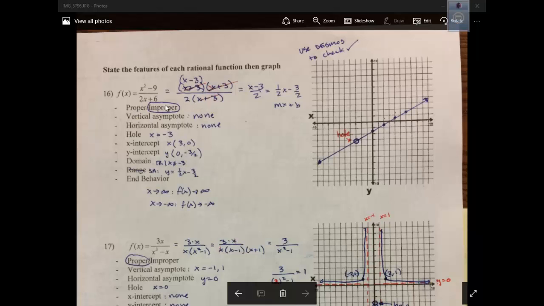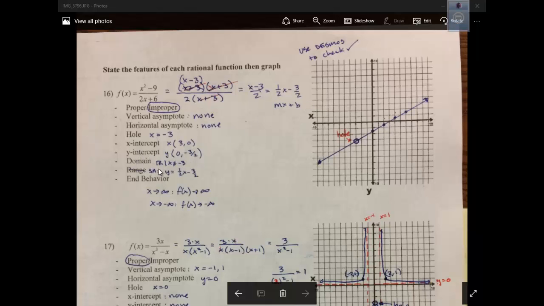All right, so it says proper, improper. Well, we see that the top is bigger, so it's going to be improper. These things divide out right here. So that means that we'll have a hole at -3. Vertical asymptote, we won't have any because it divides out. And then we have an x-intercept at the remaining 0, which would be at +3. Y-intercept is going to be the y-intercept of these two, so -9/6.